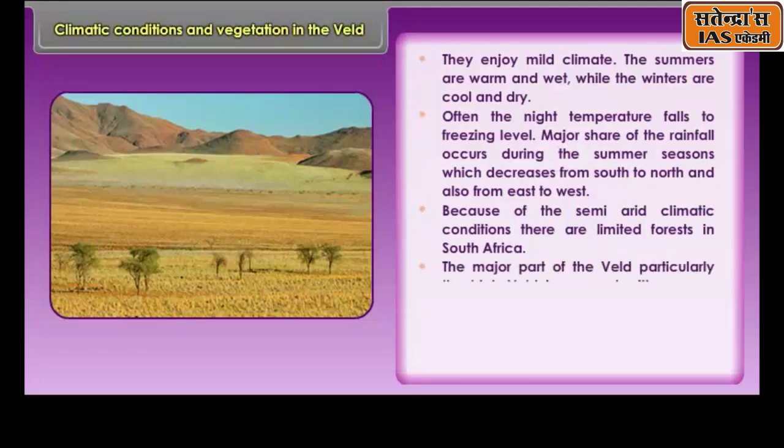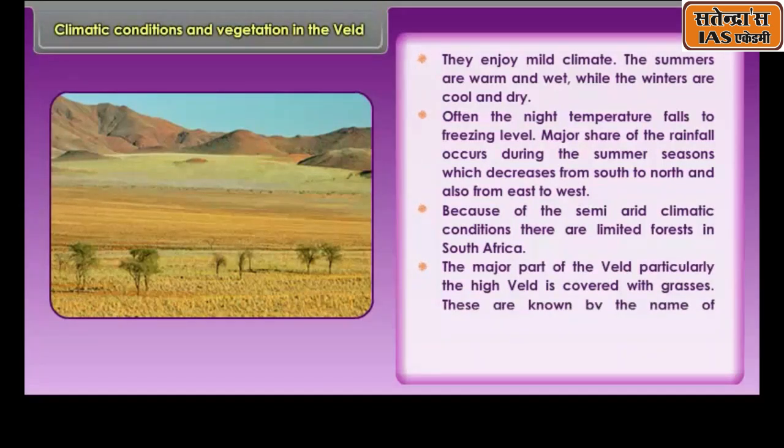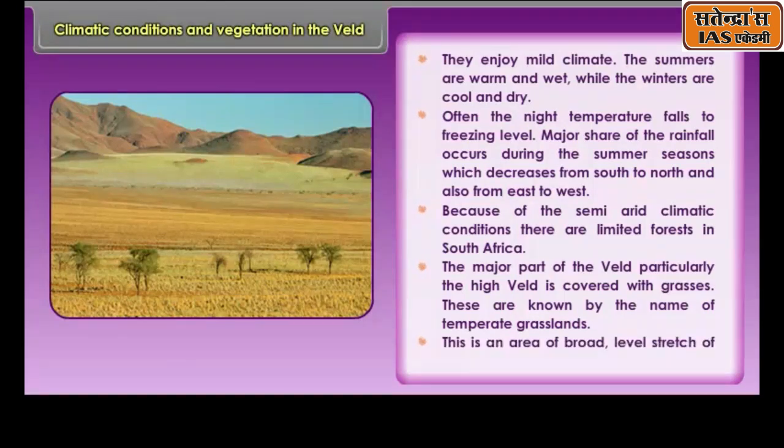The major part of the Veldt, particularly the High Veldt, is covered with grasses. These are known by the name of temperate grasslands. This is an area of broad, level stretch of both tall and short grasses and bushes.